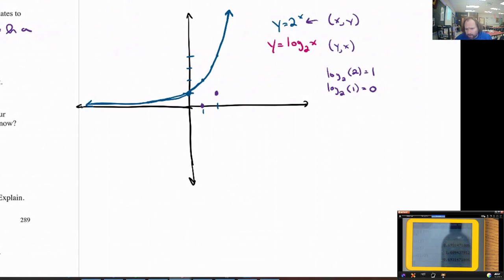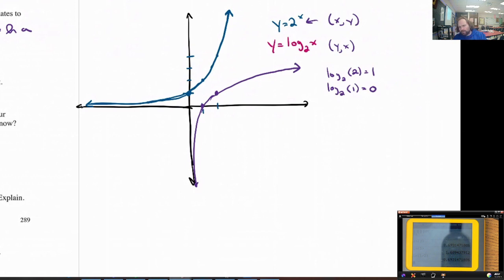I also know that logarithms never go negative. Basically, a logarithm is asking the question: 2 to what power gives you the number in question? So there is no way to get a negative number out of that. So I know the graph kind of looks like this, and then it goes up like this. It does increase forever in this direction, but it does look like that.